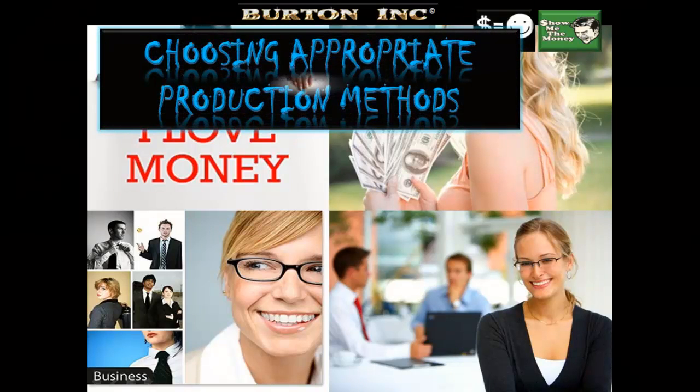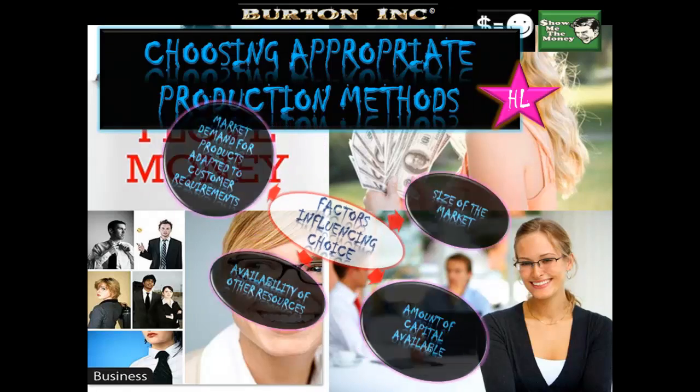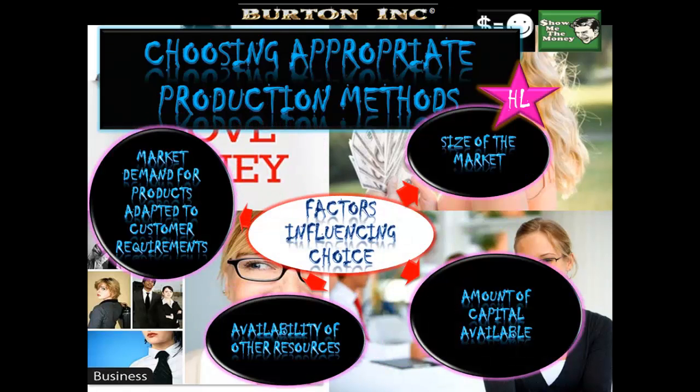So, which production method to use? We need to get inside senior management's head now and think about choosing the appropriate production method to suit the goods and services our firm is producing. So there are different factors influencing choice here: size of the market, the amount of capital available, availability of other resources, and market demand for products adapted to customer requirements.